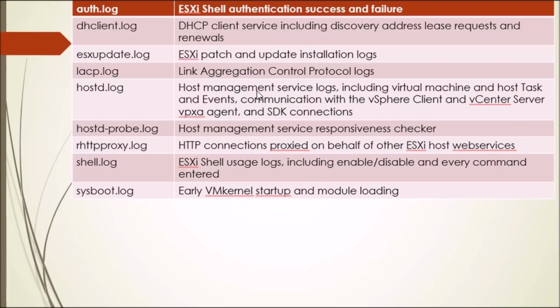the dhclient.log, which is the DHCP client service including discovery, address lease request, and renewal. So essentially, if your ESXi is getting its IP address from a DHCP server, that's where the log entries for that are. ESXupdate.log, as the name suggests, is the logging for the ESX update process. So whether you do it by the command line or through the update manager, this is the place to come and check if there are any passes or failures, which you might need to dig a little deeper into. LACP, link aggregation protocol logs, hostd.log.